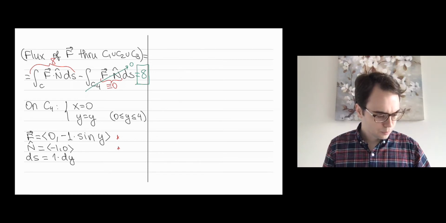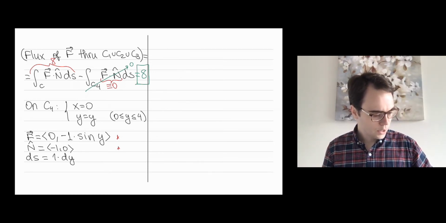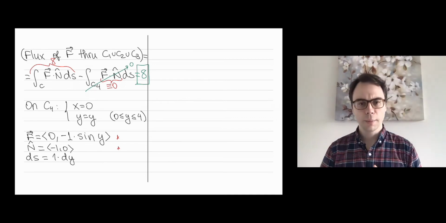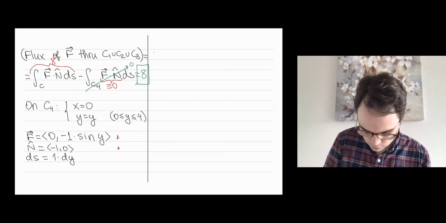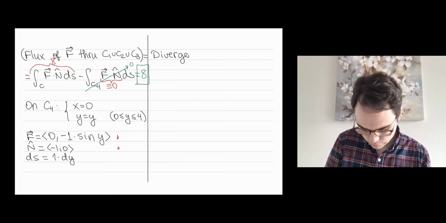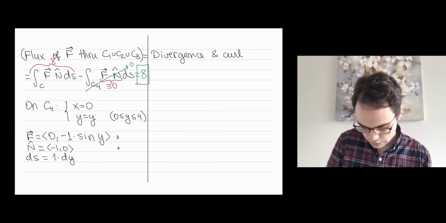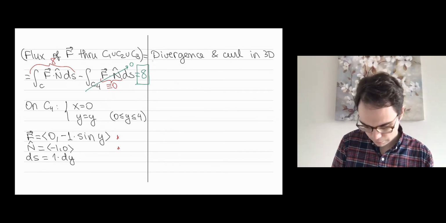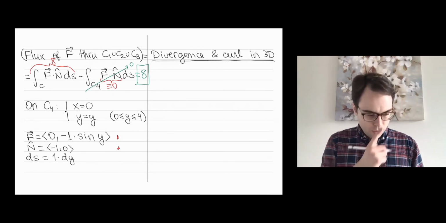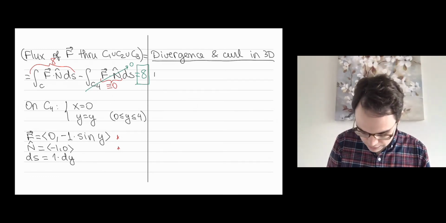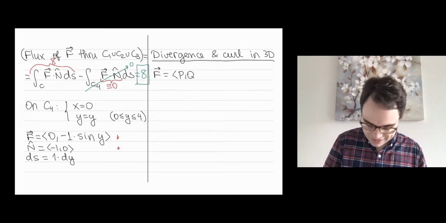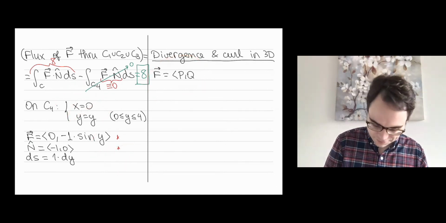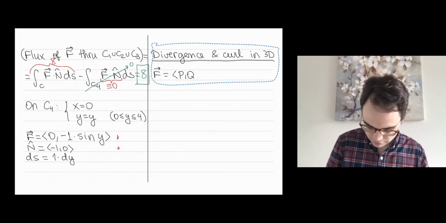Okay, so let's now make a few quick remarks about div and curl in 3D. So divergence and curl in 3D. Okay, so let's say f is our 3D vector field. This f is not the same as the previous f. To signify we're changing subjects, let's move to a different slide.